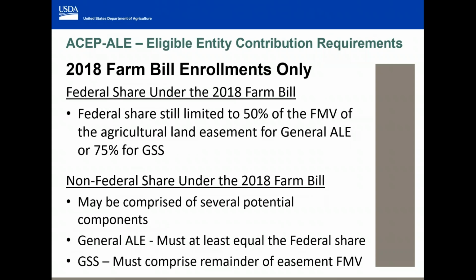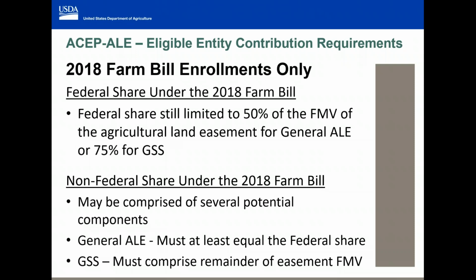Next slide, please. Okay, so what has changed under the 2018 Farm Bill? First, I'll tell you what has not changed. The way that the federal share is calculated and the limit of the federal share are the same. The federal share is still limited to 50% of the fair market value of the ALE for general ALE or 75% for GSS. That has not changed.